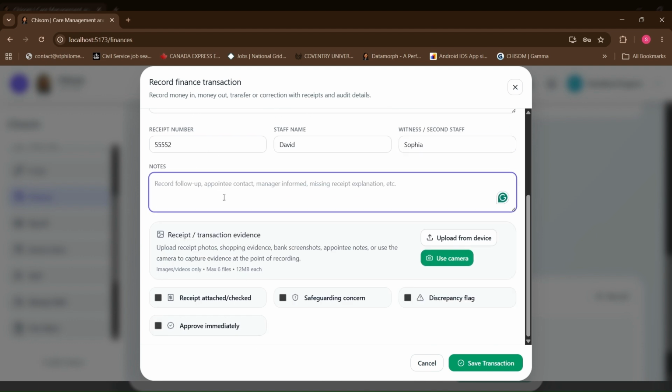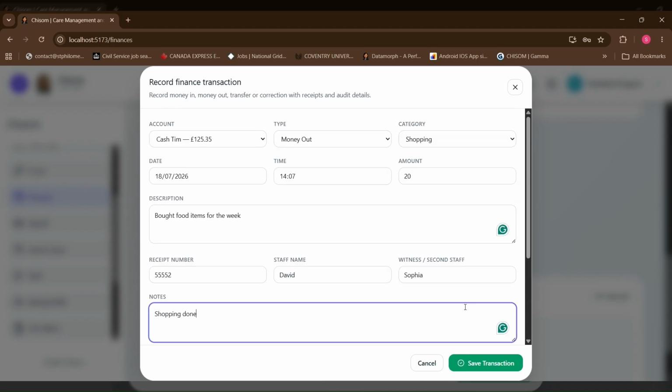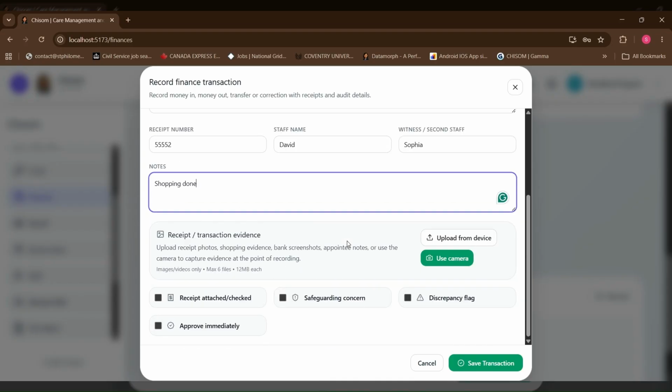So notes, shopping done. With this, you can put evidence like the receipts. You can attach receipts to the transaction for future reference. The good thing about this is that I've worked in so many supported areas and I've never seen something like this. I've had the opportunity to use a lot of software, and I've also seen the software that manages the services as finance. That was what prompted me to build this.